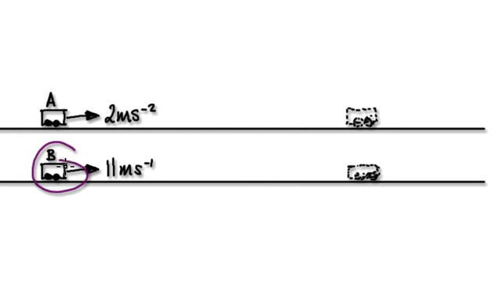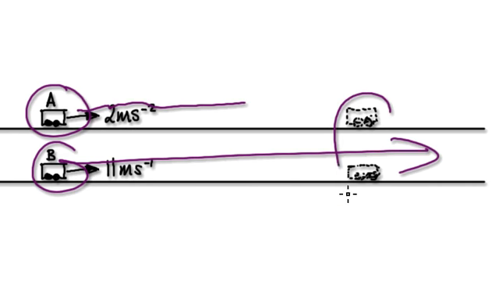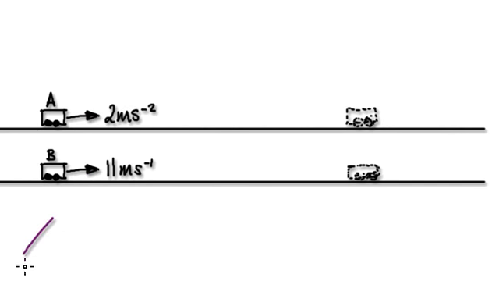Okay, so initially this car is just going to zoom off here. This car will eventually overtake. The question is, when will the two cars meet up in terms of distance? So how many meters along here? Okay, so press pause and have a go.